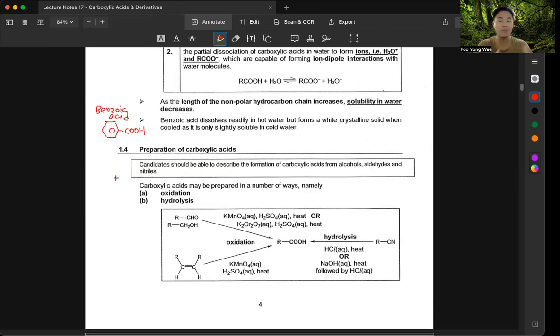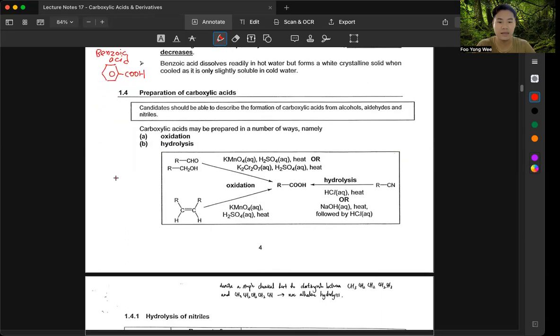Now let's move on to the preparation of the carboxylic acid. There are two main ways to prepare it, either via oxidation or through hydrolysis. If you want to do it through oxidation, there are two ways. You can start from alkenes. Upon oxidation by a strong oxidizing agent like acidified potassium manganate, upon heating, it will fully oxidize to a carboxylic acid.